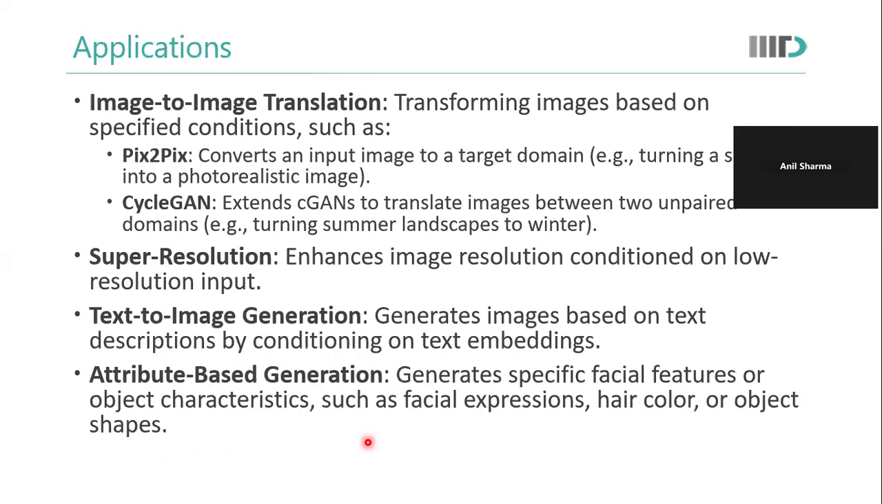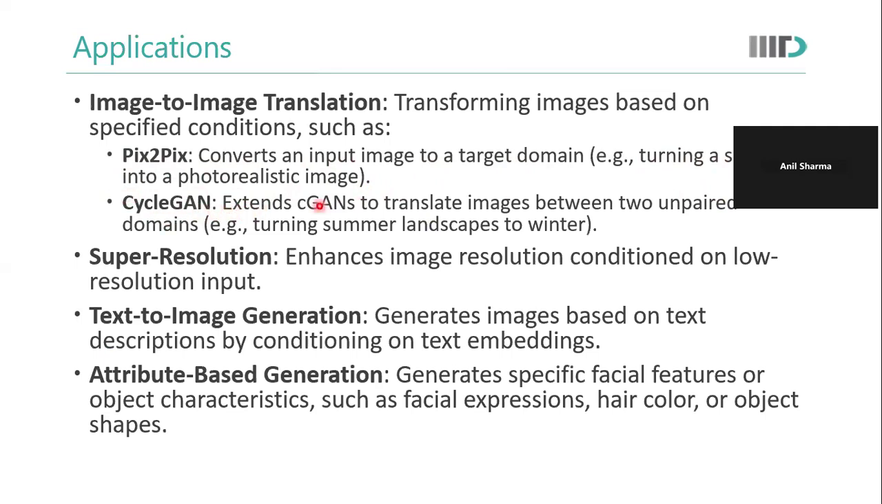Let's see how these things are actually used in practice. One of the common applications is image-to-image translation, where we transform the images based on the specific condition, such as the commonly used model Pix2Pix, which we will be talking about in this lecture as well. It converts an image to a target domain. For example, you can turn a sketch into a photorealistic image. You can turn summers into winters. You can turn horses into zebras. There are so many examples.